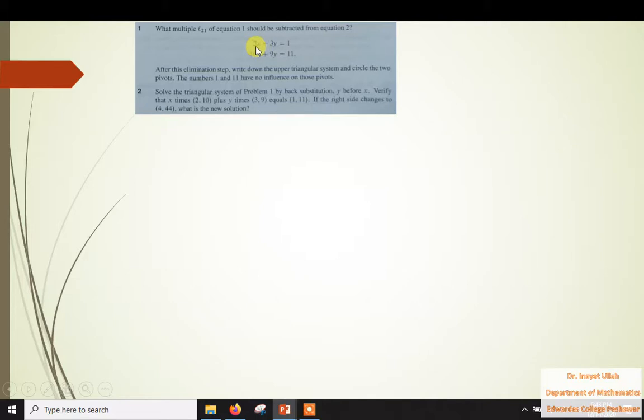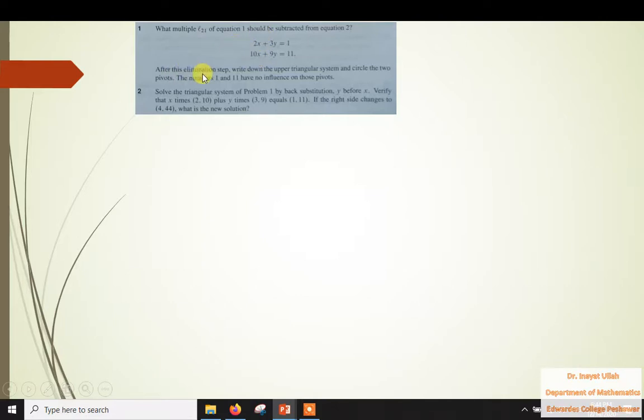So if we multiply this equation by 5, that will become 10. So this L21 is actually 5. Multiple 5 of equation 1 should be subtracted from equation 2 to get an upper triangular system. So L21 is equal to 5. 5 should be multiplied here to eliminate x.